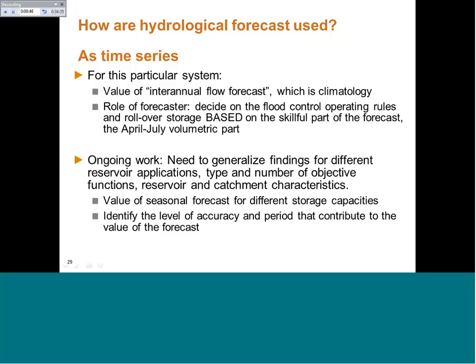So what we have here is the role of the forecaster, who needs to decide on the flood control operating rules and the rollover storage based on the skillful part of the forecast. That is the April-July volumetric part, and this is the isolated skillful part of the forecast that the hydrologist forecaster provides to the decision maker, to the operators.